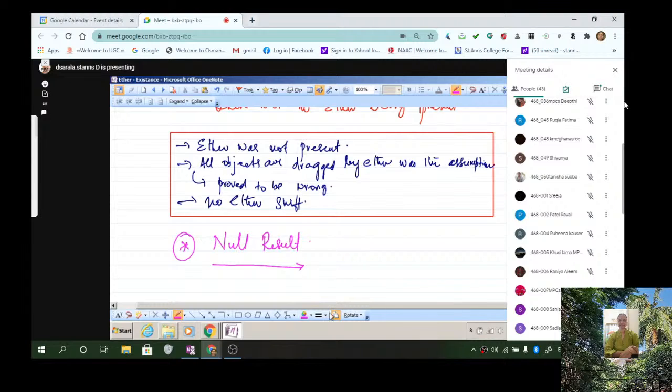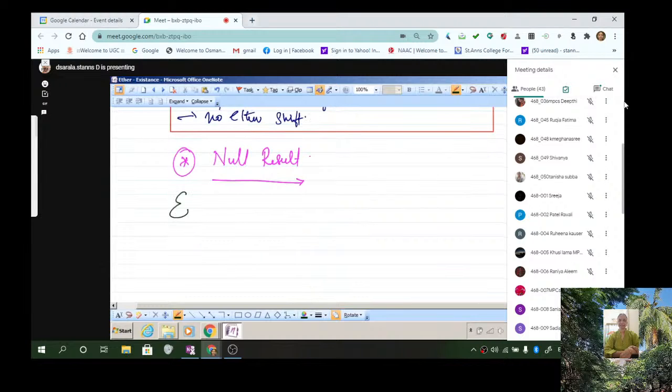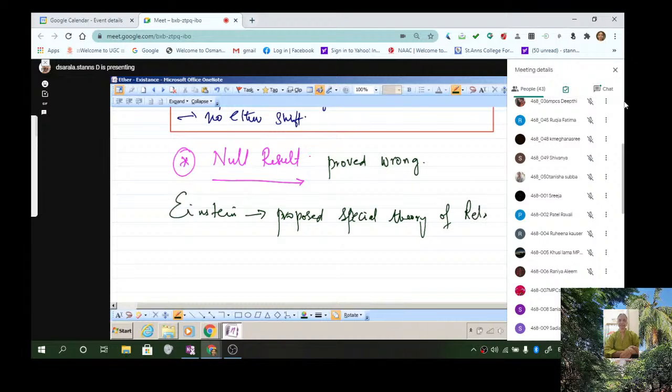This is when our famous scientist, who is the famous scientist? Einstein, Albert Einstein, has proposed, because this experiment was proved wrong. Which experiment is it? Michelson-Morley experiment was proved wrong. Then Einstein proposed what is known as the special theory of relativity. Special theory of relativity was proposed.